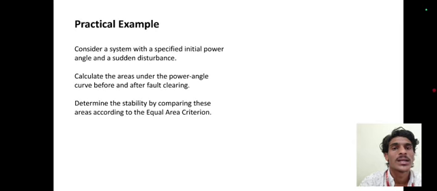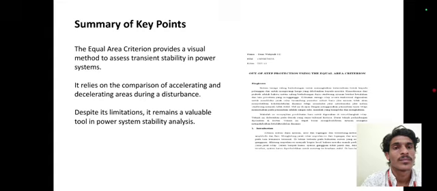Practical example. Consider a system with a specified initial power angle and a sudden disturbance. Calculate the areas under the power angle curve before and after fault clearance. Determine the stability by comparing these areas according to the equal area criterion.